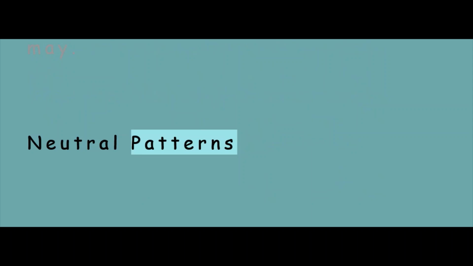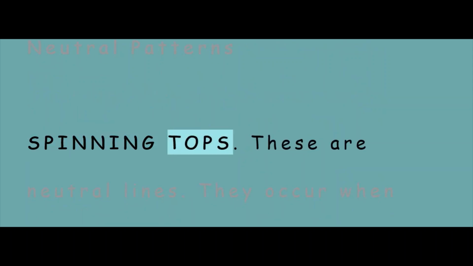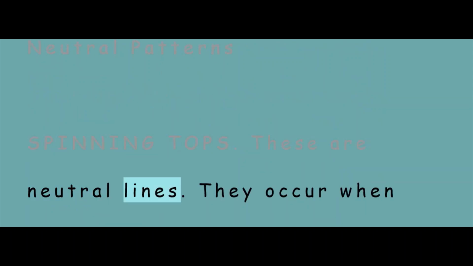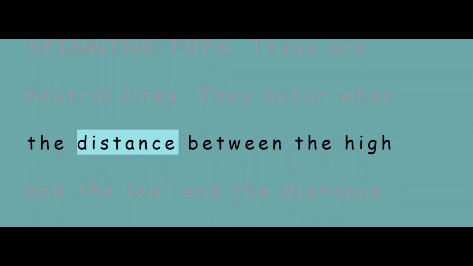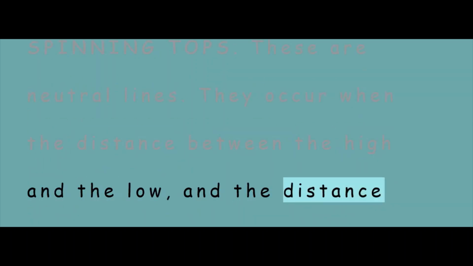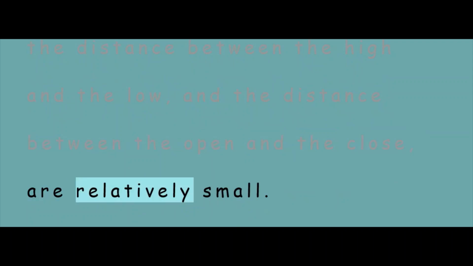Neutral patterns. Spinning tops. These are neutral lines. They occur when the distance between the high and the low, and the distance between the open and the close, are relatively small.